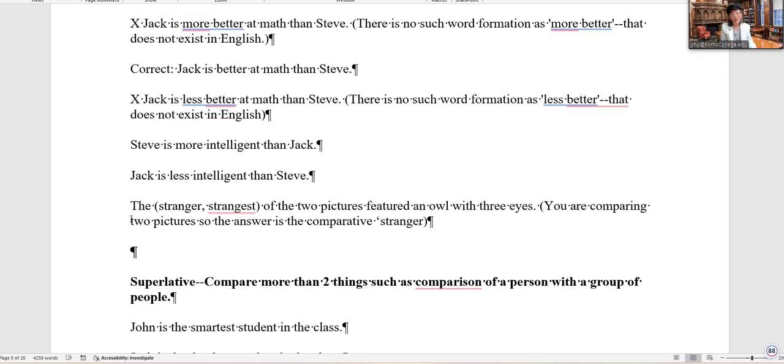So here is the stranger or strangest of the two pictures featured an owl with three eyes. So do we use stranger or strangest?